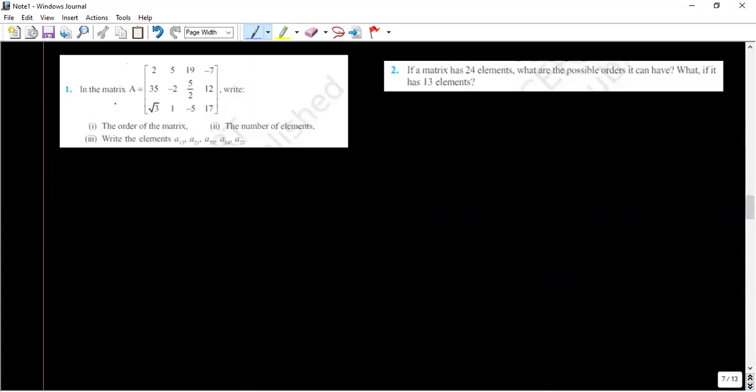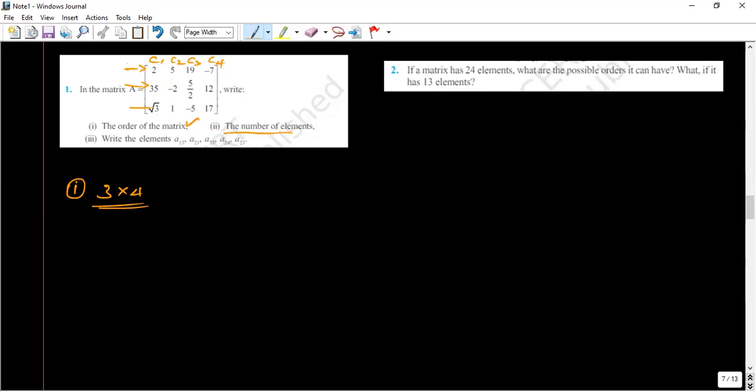You can see a matrix A. Just tell me the order of the matrix. They are asking what is the order of the matrix. What is the order? We'll count the number of rows and number of columns. This is row 1, row 2, row 3. So there are a total of 3 rows. How many columns are there? Column 1, column 2, column 3, column 4. So there are a total of 4 columns. The order is 3 by 4.